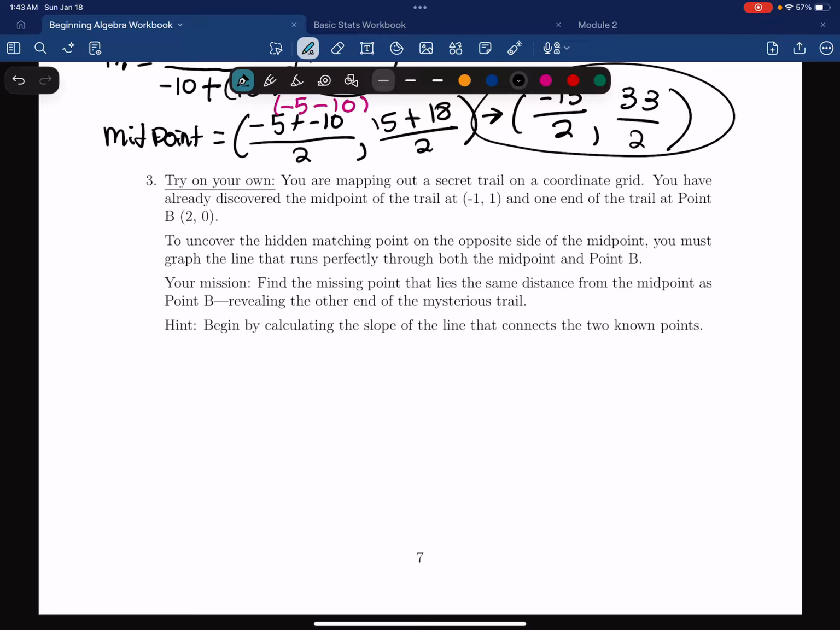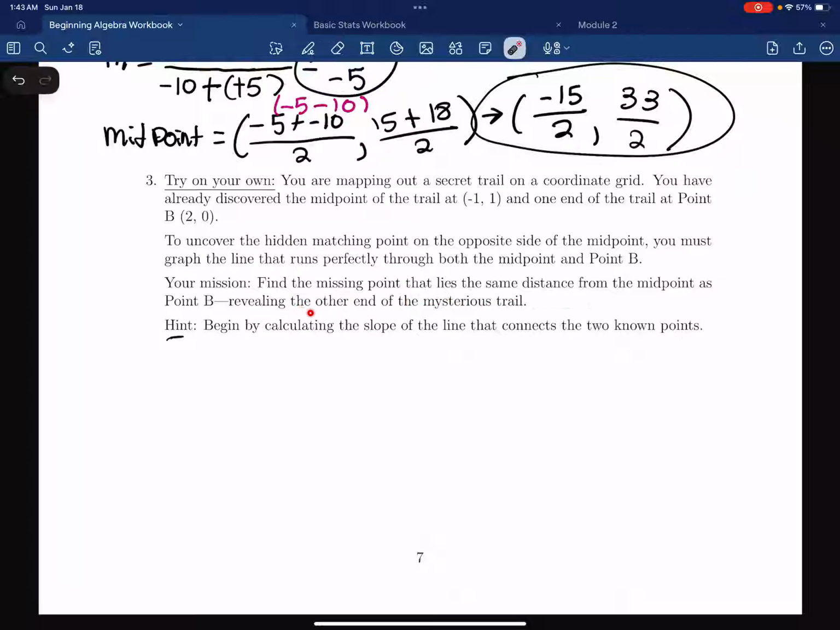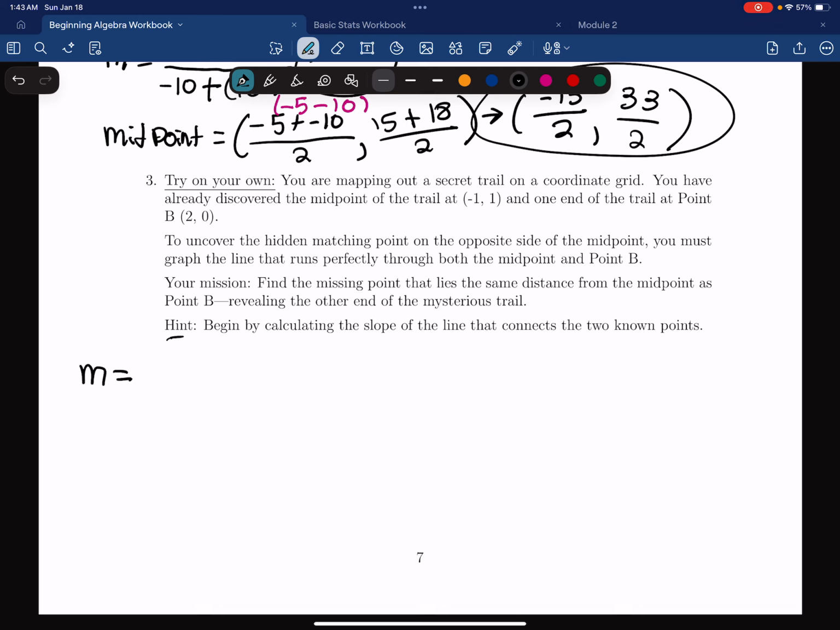And I give you a hint here. Your hint is to begin by calculating the slope of the line that connects those two known points. Alrighty, so assuming you have given this a go and you try to identify the other end of the mysterious trail, or the coordinate point of the mysterious trail, let's go through it. So our first step is going to be to find the slope that connects these 2 points, the midpoint and the end of the trail.